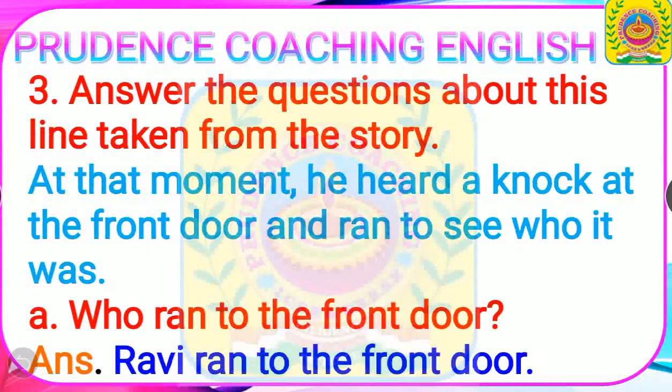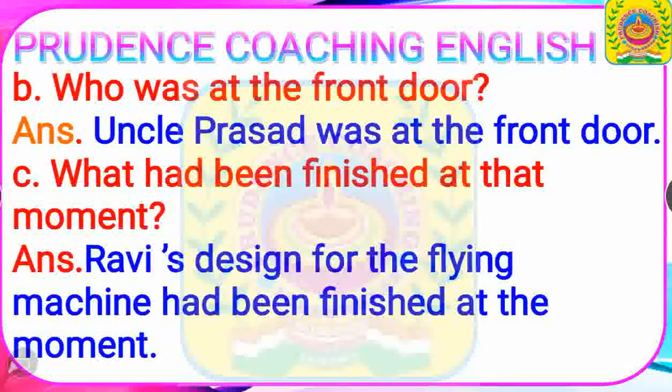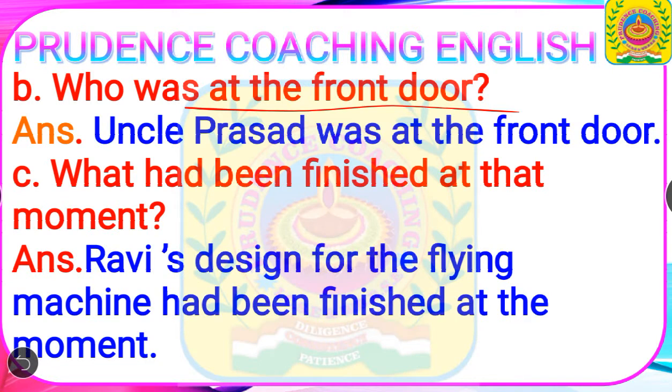Next question. Answer the questions about this line taken from the story. The line: At that moment he heard a knock at the front door and ran to see who it was. The first question is who ran to the front door? Answer. Ravi ran to the front door. The next part of the question is who was at the front door? Answer. Uncle Prasad was at the front door.